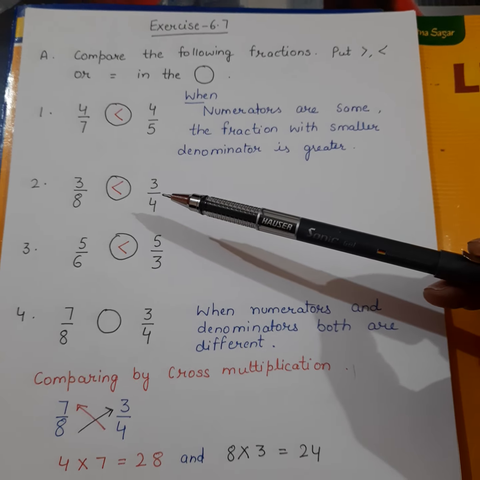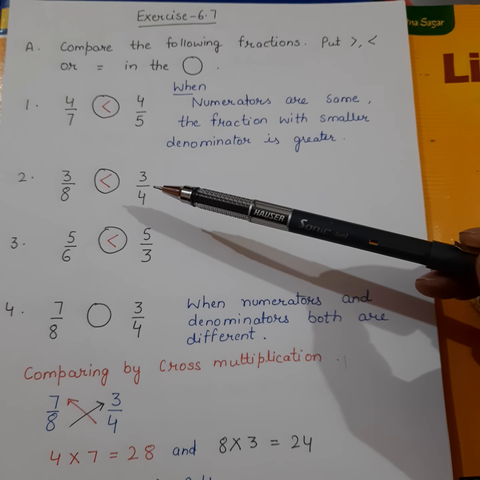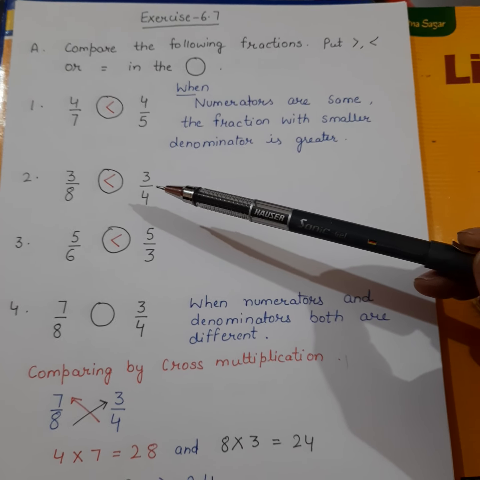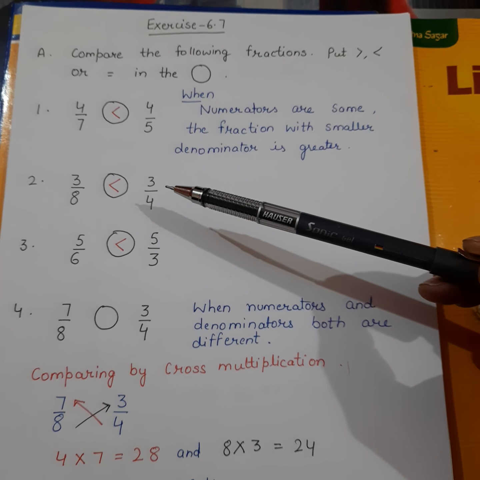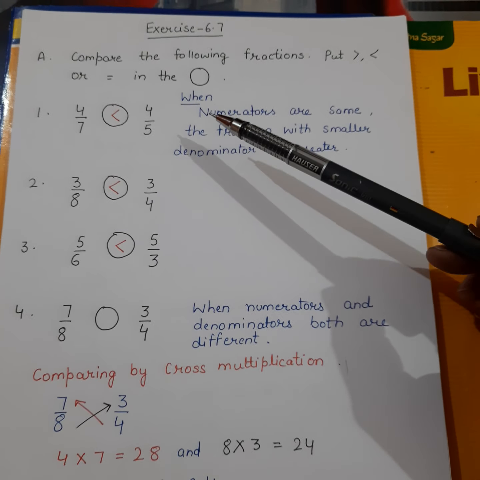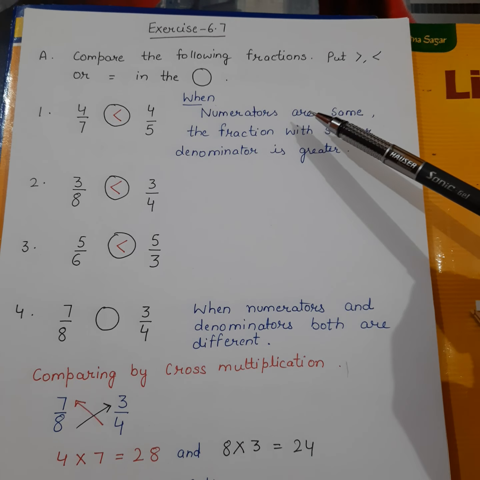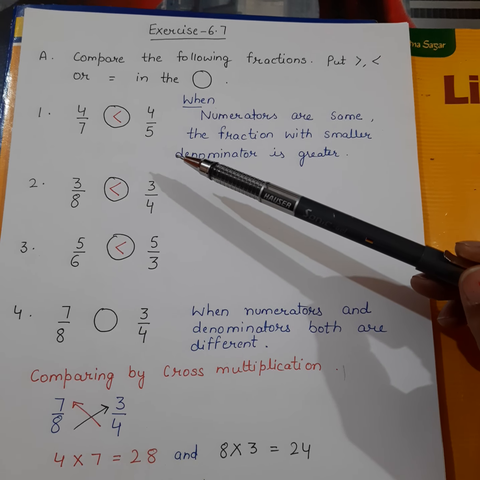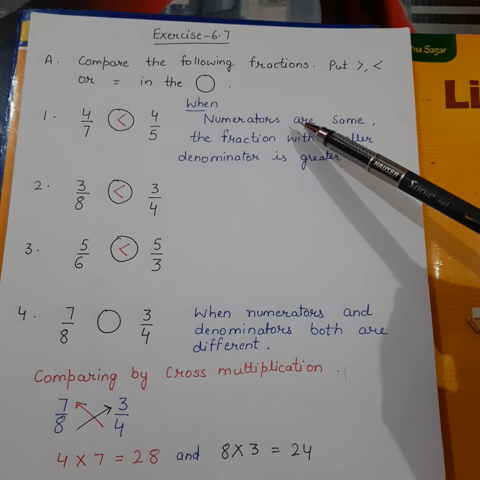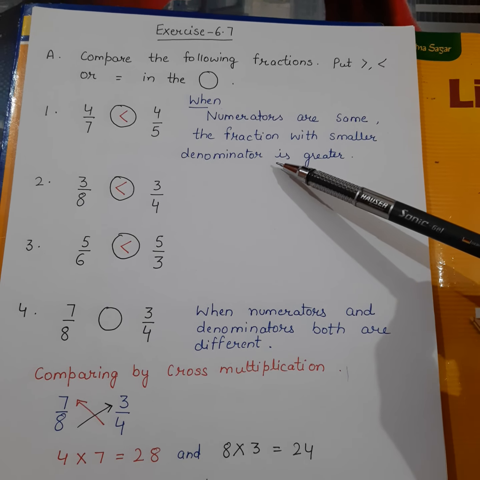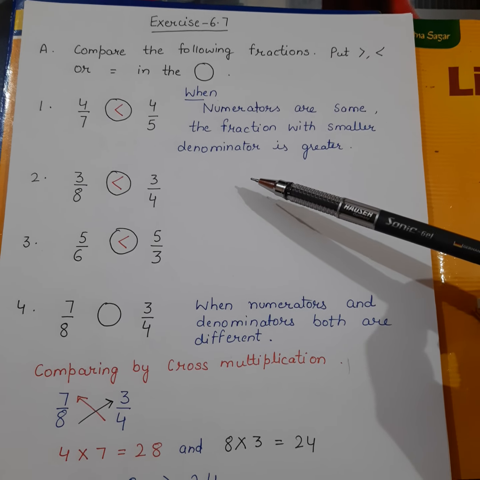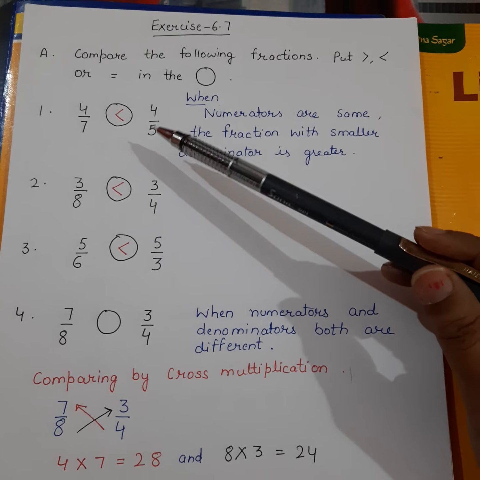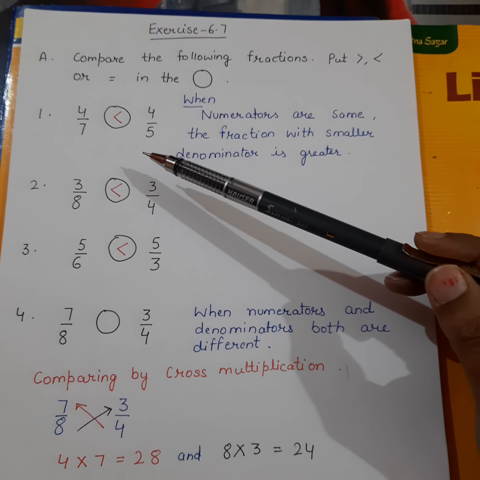In the previous exercise, we were comparing like fractions. Like fractions means the denominators were the same, so we were just comparing the numerators. But here the numerators are the same and the denominators are different. When the numerators are the same, the fraction with the smaller denominator is greater. This thing you have to keep in your mind: the fraction with the smaller denominator will be greater.